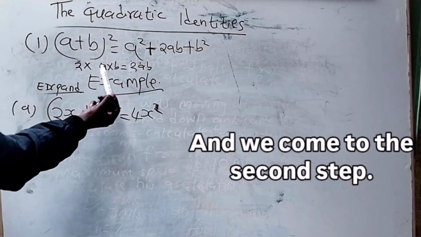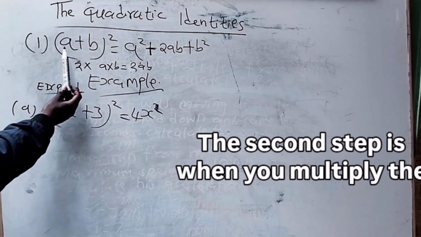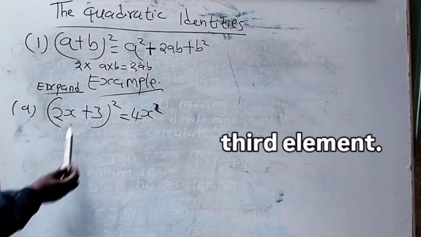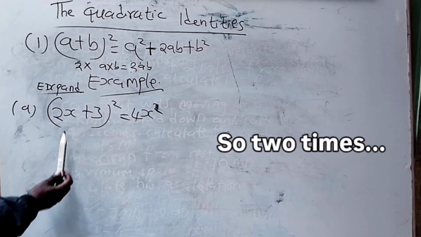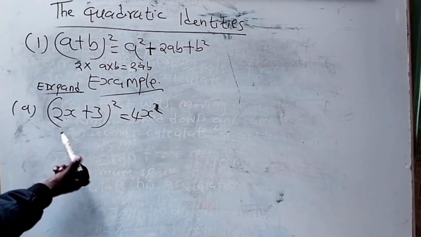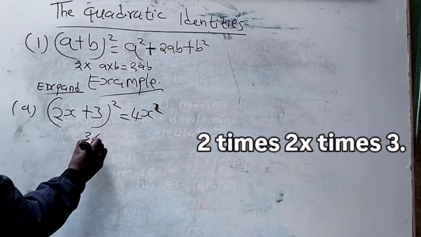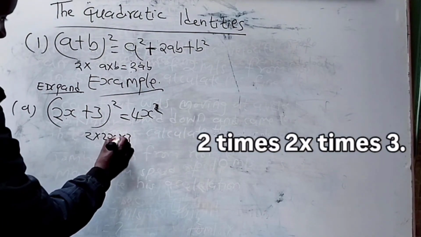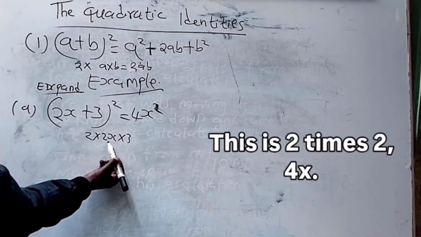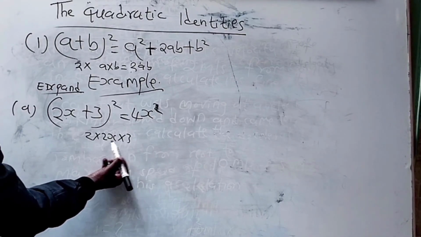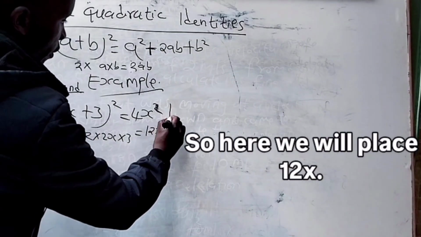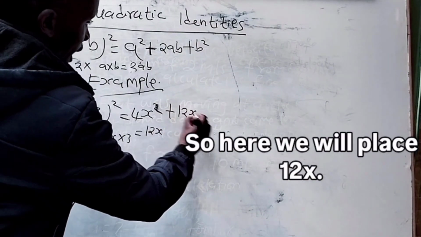And we come to the second step. The second step is when you multiply 2 times the first element times the second element. So 2 times 2x times 3. What do you get? This is 2 times 2, 4x, times 3, it will give you 12x. So here we will place 12x.